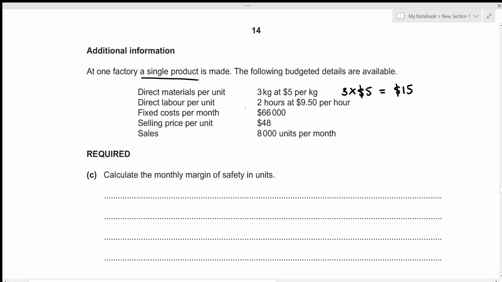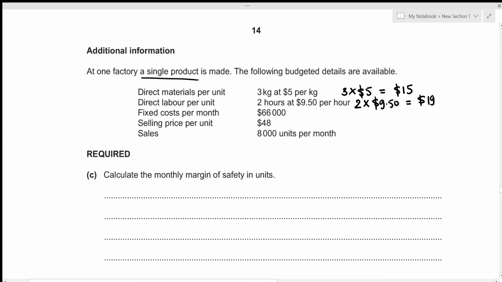Similarly, let's figure out our direct labor per unit. So direct labor required for 1 unit is 2 hours, and the direct labor rate per hour is $9.50. So we just multiply 2 hours with that value. And this gives our direct labor per unit to be 2 times 9.50, which is 19. Alright, then we are given the fixed cost per month to be 66,000 and the selling price per unit to be 48. And we're also given the sales in units, which is 8,000 units per month.